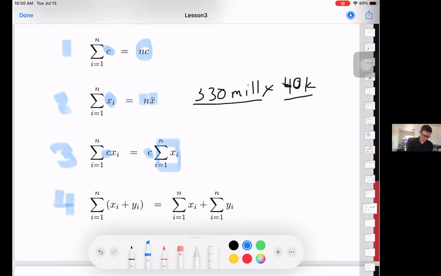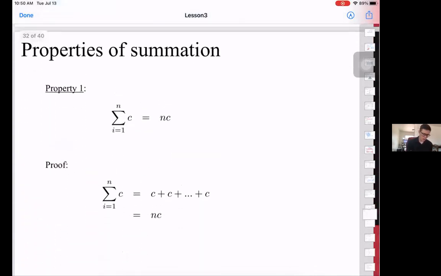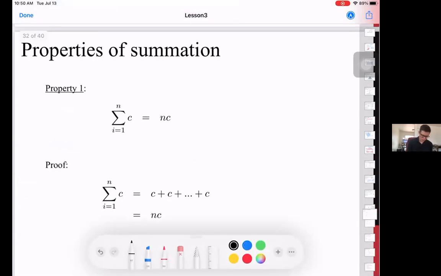The fourth property is that if you're adding two things in a summation, you can split that into two different summations. That's just sometimes useful because it can clarify or simplify something. So I'm not going to take questions just yet because I'll show you each of these in greater detail in a moment. Okay, so the first one is I'm going to show you why when you add C n times, you just get n times C. That's the same as multiplying n, the number of observations in your sample, by C.